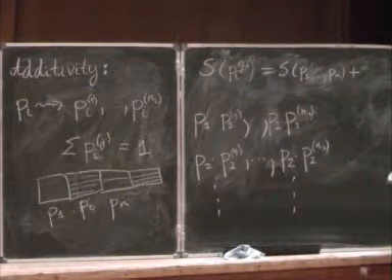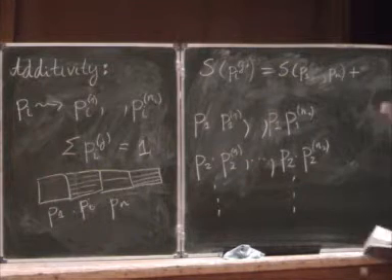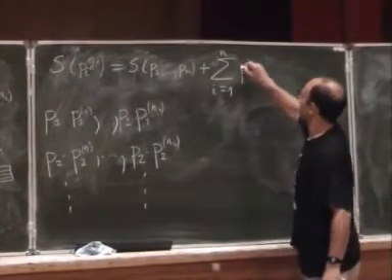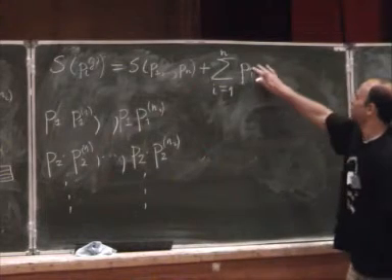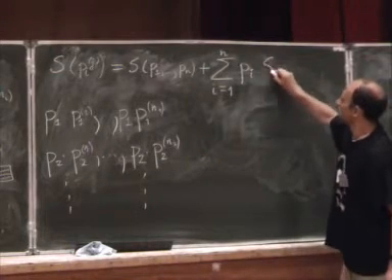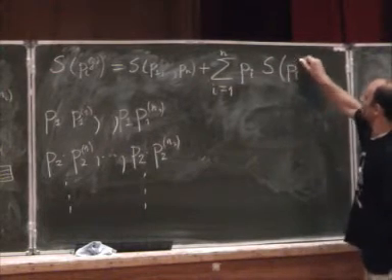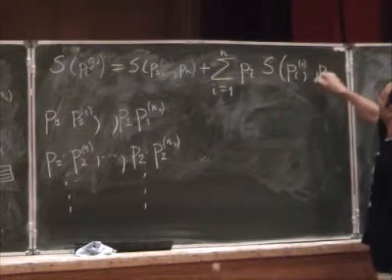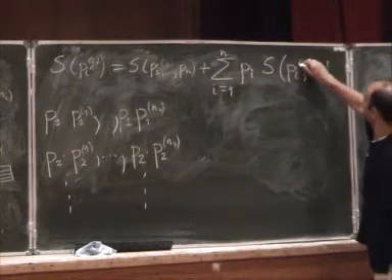And then I should have, so this is okay, and then plus the sum from 1 to n of pi times S of pi1, ..., pi ni.